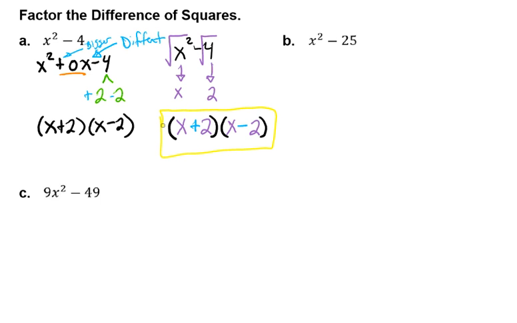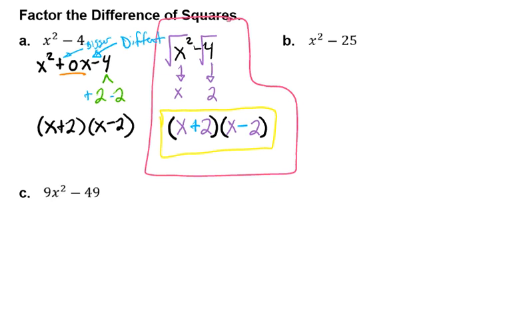So notice how both answers are the same, but using our square roots or our difference of squares is a little bit more time efficient. It saves us some time. So I want you guys to try letter B on your own using the difference of squares. So using the square root method, I'd like you guys to try letter B on your own. So go ahead and push pause, and when you're done, push play, and let's see if you were right.